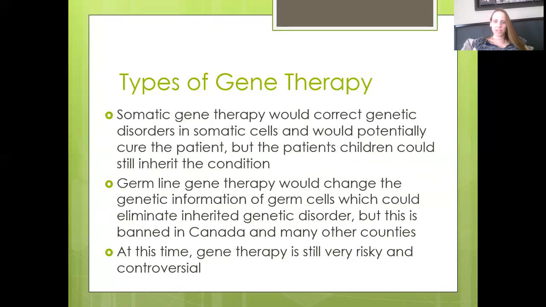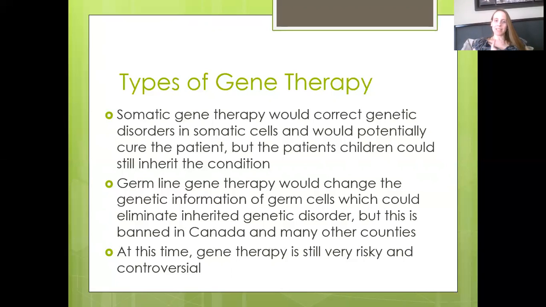There are two different types of gene therapy. Somatic gene therapy would correct genetic disorders in somatic cells, so it would cure that patient. Germline gene therapy would correct mutations in germ cells, so the sperm and egg, and that means that that new recombinant DNA would be inherited.